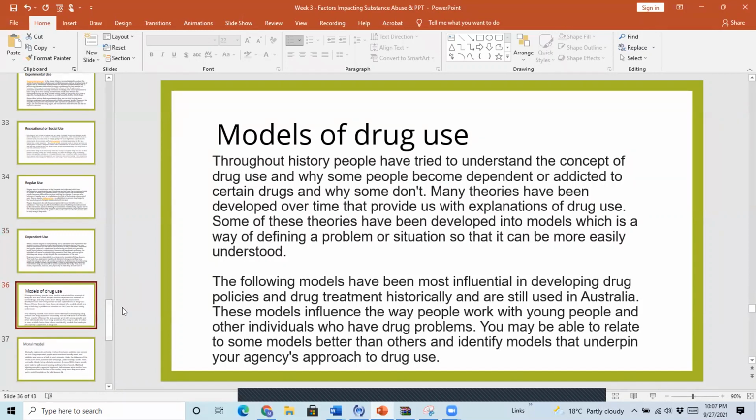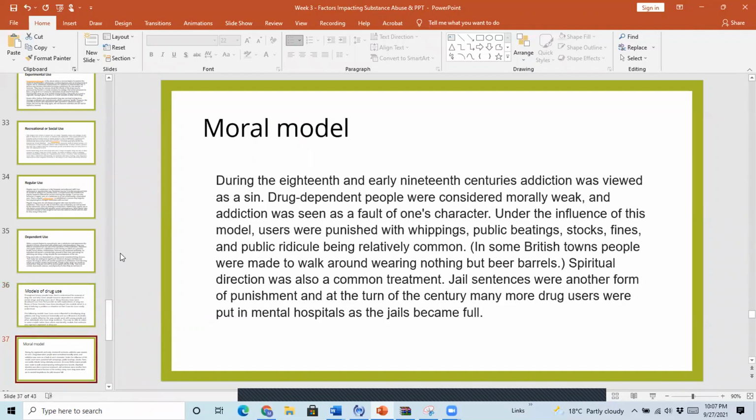Now, throughout history, people have tried to understand why it is that people are using drugs when they know it's so bad for them. So here we're going to discuss that. Initially, during the 18th and 19th century, addiction was viewed as a sin. It was a moral issue. People looked at it as a moral issue. In fact, a lot of people still believe it's a moral issue.